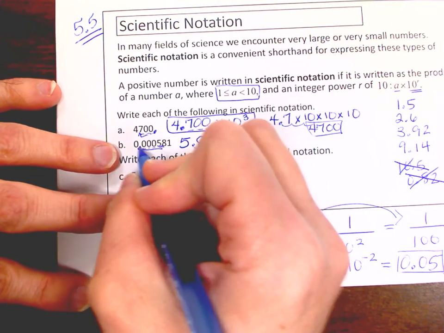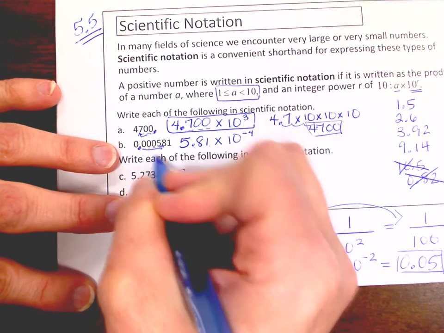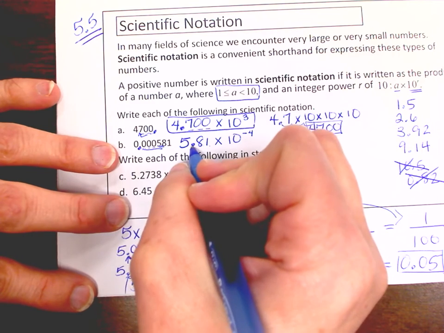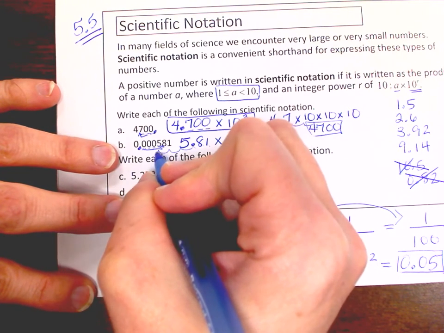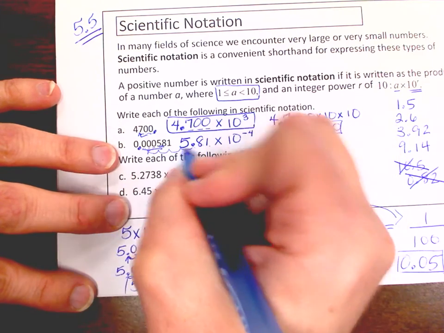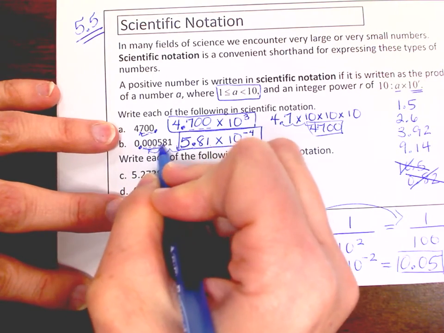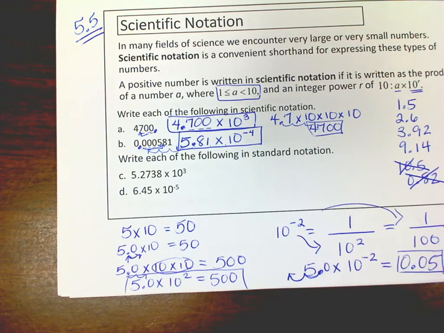That decimal's 4 places away, and I'm going to multiply by 10 to the negative 4, because it's making a tiny number. And you should notice that if you were to move the decimal back 4 places to the left in the negative direction, it's going to turn back into the original number. So this is equivalent to 0.000581 using scientific notation.